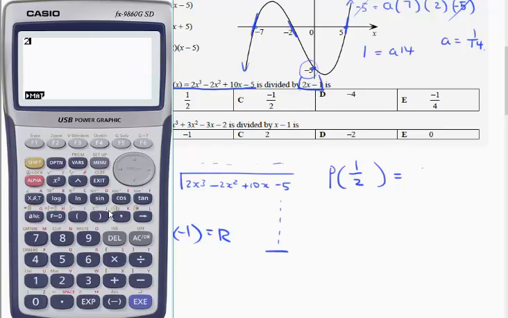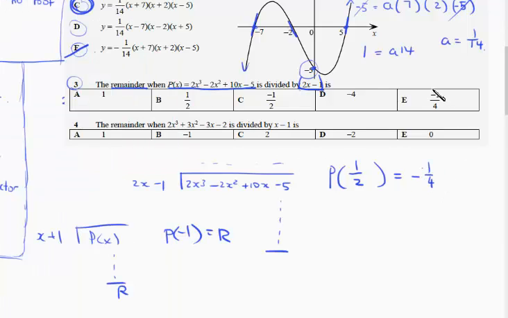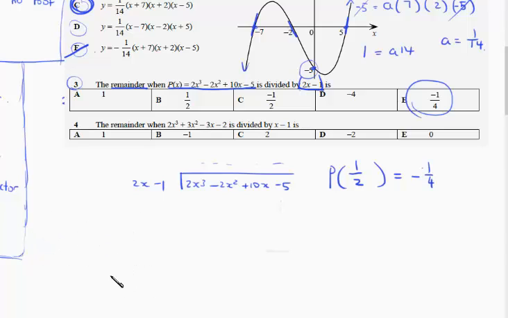So it's 2 times 0.5 to the power of 3 minus 2 times 0.5 squared plus 10 times 0.5, and a minus 5. So the answer is negative 0.25, which is actually negative quarter. So the answer is E. So I'm going to do this long way to actually verify that this is indeed correct. It sounds too easy, but this is actually correct.